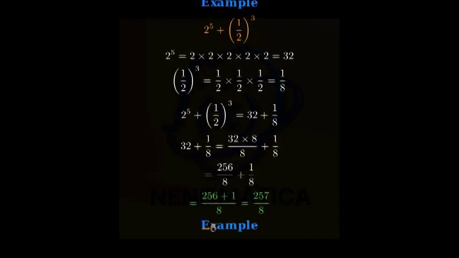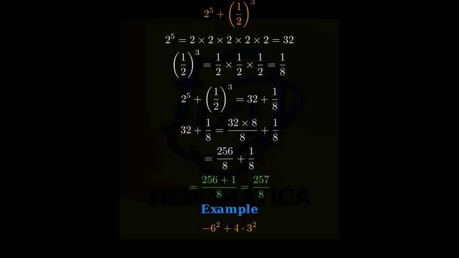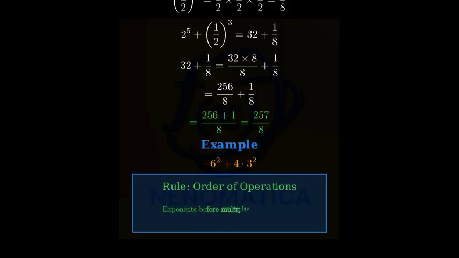Let's move on to our second example. We have negative 6 squared plus 4 times 3 squared. For this example, let's be careful with the order of operations. Remember to evaluate exponents before applying the negative sign. So negative 6 squared means negative of 6 squared, not negative 6, and then squared.